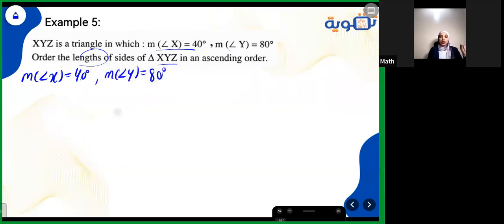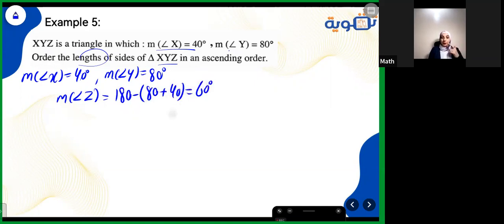I can't complete ordering them until I find the third angle, measure of angle Z. So measure of angle Z will be 180 minus (80 plus 40). Of course, using a calculator, it will be 60 degrees. If you try to draw this triangle, with vertices X, Y, Z, angle Y should be the greatest one, 80, and angle Z is 60.